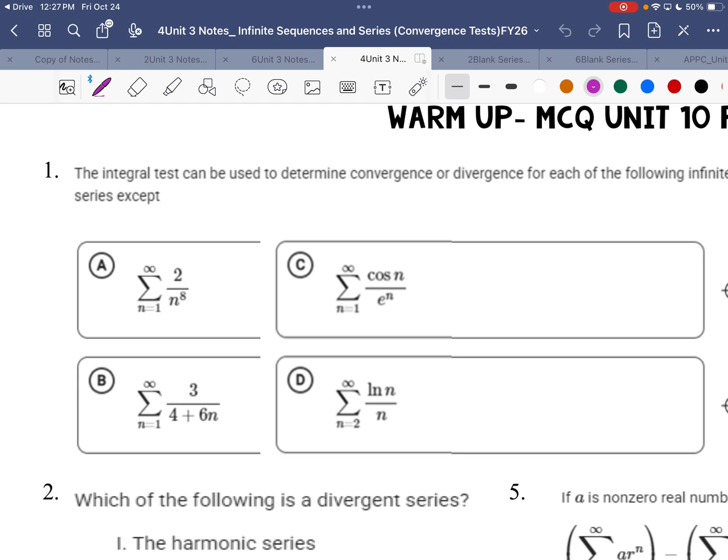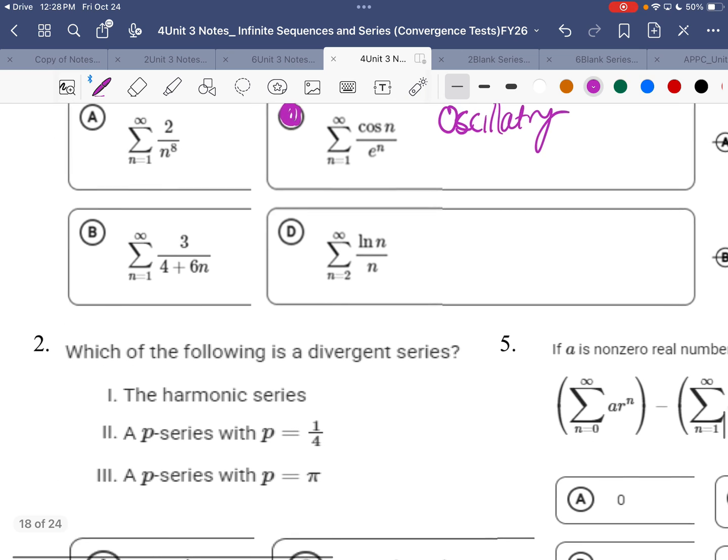Okay. So this one is oscillating. So it's not decreasing, so this is the only one that you can't do the integral test with. Not because it would be hard to integrate. I mean, it would be, you'd have to do integration by parts, but because it's oscillating.